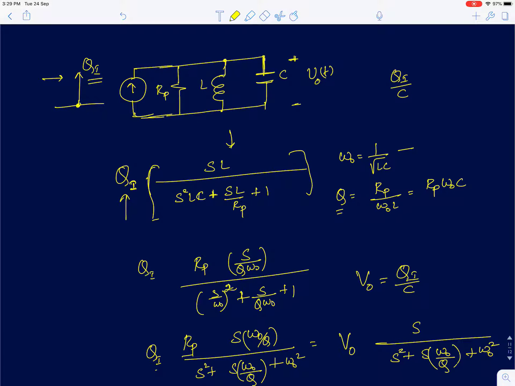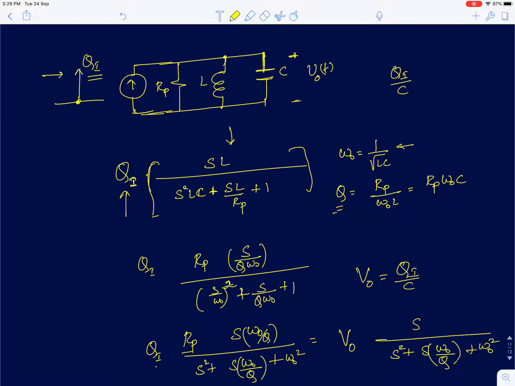Now I'll use this result, omega naught equals 1 by root LC, and Q for this, which is RP by omega naught L, or RP into omega naught C. Again, we discussed the definitions of Q for a parallel RLC circuit. It is the ratio of admittances, 1 by omega naught L by 1 by RP, so you get this. Since they are in parallel, we take the ratio of admittances. You want to find how reactive the element is. Q tells you how reactive the element is.